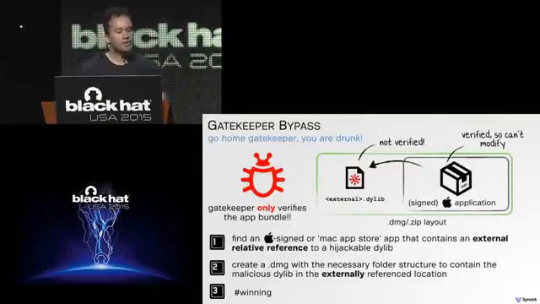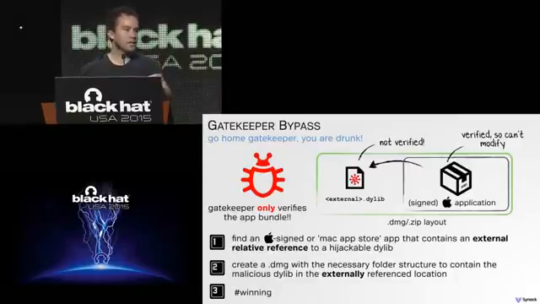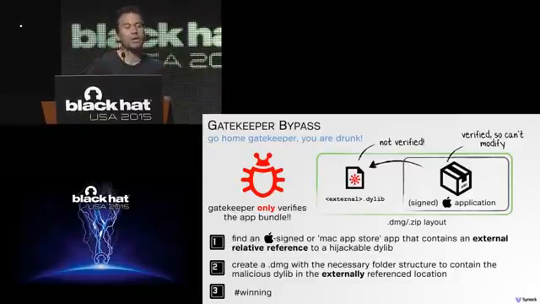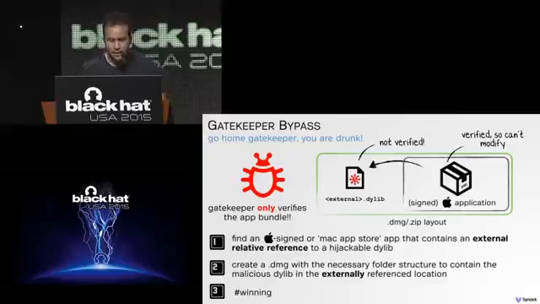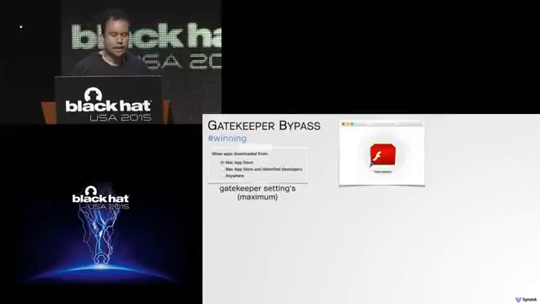First, we find an Apple-signed or Mac App Store app that contains an external relative reference to a hijackable dylib. Then we create a DMG or a zip file image, or we could also inject this into a legitimate software download if we have network-level access. And then we kind of laugh at Apple. So this is how it all kind of works.